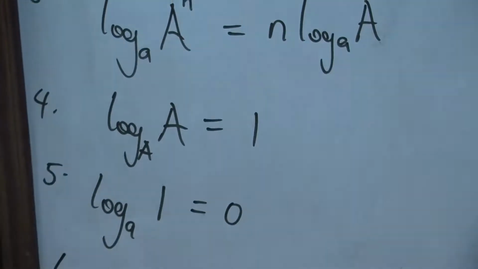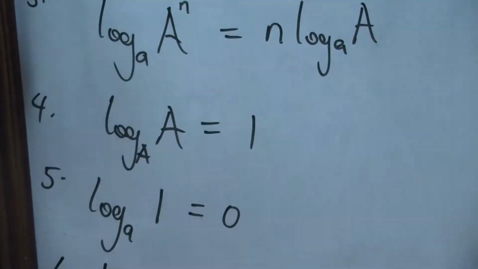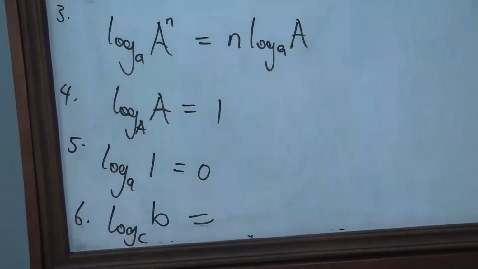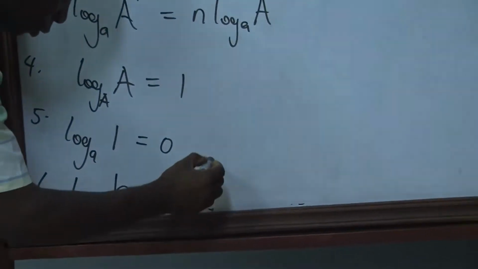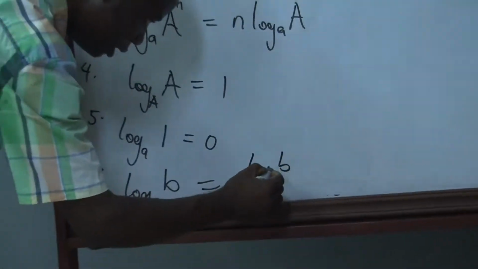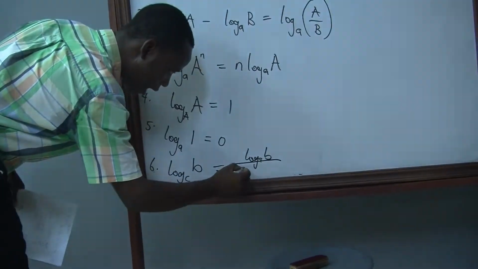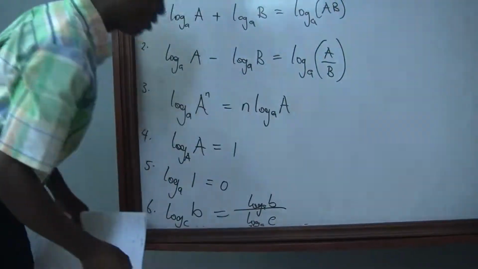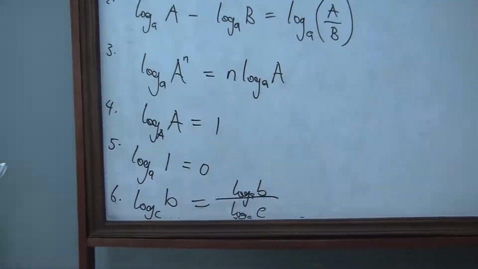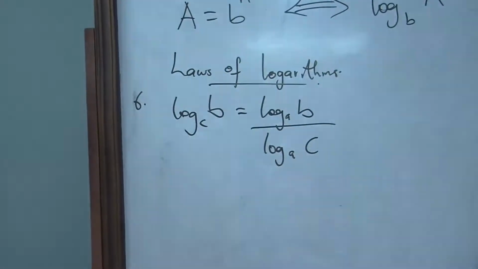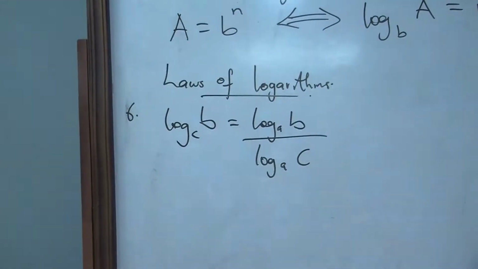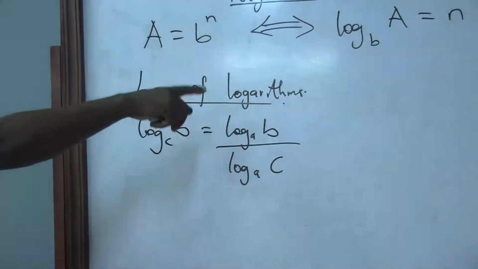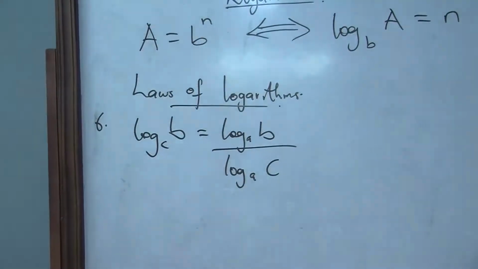Number 6, when we have log of b in base c, we'll call this change of base. This will be log of b in base a all over log of c in base a. The law number 6 is this: log of b in base c equals log of b in base a all over log of c in base a.